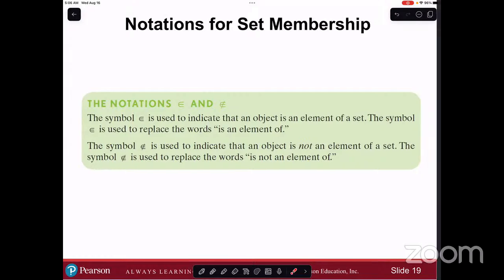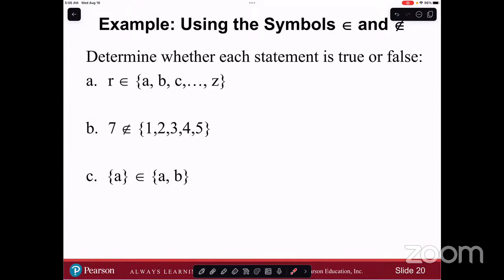Okay. So determine whether each statement is true or false. R is an element of the set A, B, C. So this is basically the letters of the alphabet, and the ellipsis means continue the pattern, right? We're just listing A, B, C, D, E, F. You wouldn't list out all 26 letters of the alphabet. You would start the pattern, and the ellipsis means continue the pattern. And because they finish with Z, it means stop when you get to Z. So if we list out the letters of the alphabet from A to Z, this is a true statement, right?